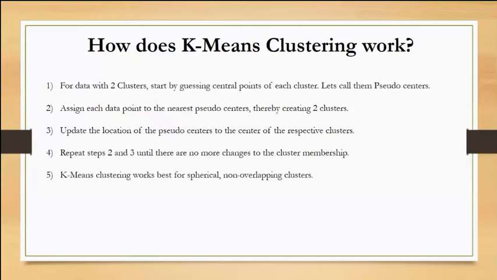K-means clustering works best for spherical non-overlapping clusters. That is, the algorithm divides the data into spherical clusters. You cannot have elliptical or square clusters, etc.